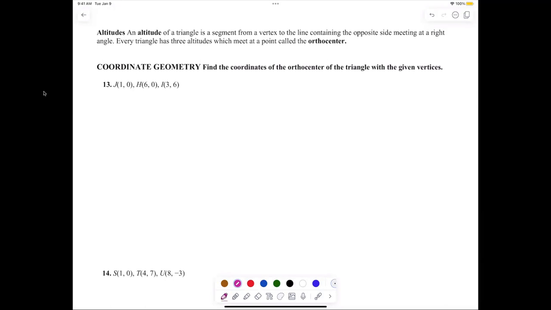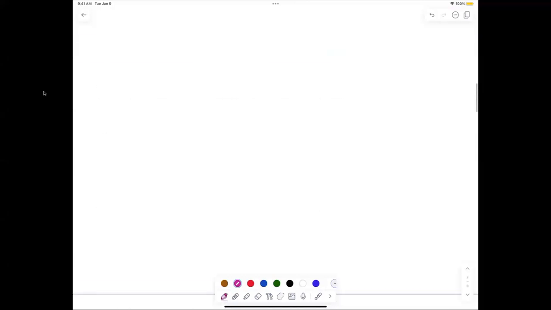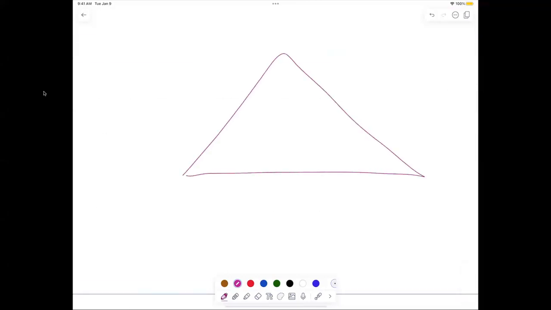Now I've looked up information on the orthocenter trying to find out what makes it so special, and it doesn't really make it anything so special. It's just that it's the three altitudes. All right. So what in the world does that mean? So let's go back to my figure here.